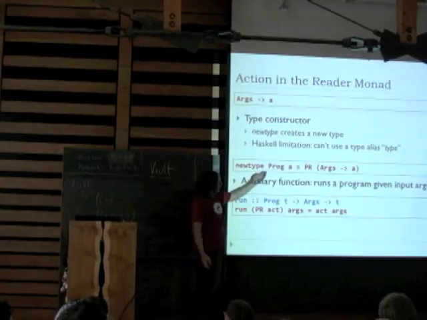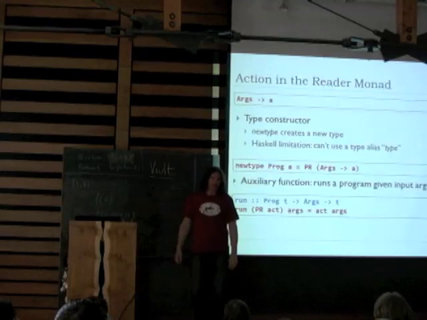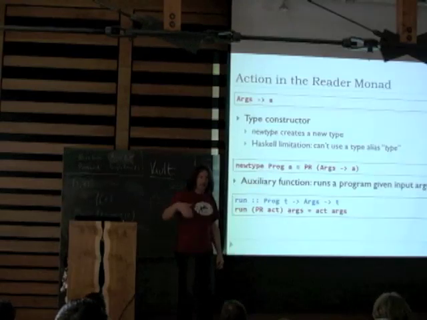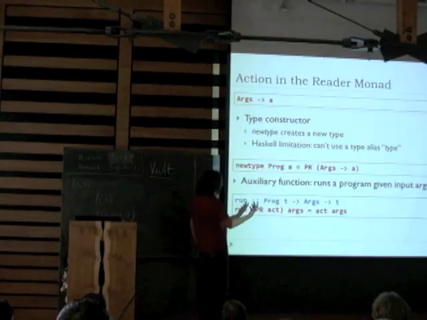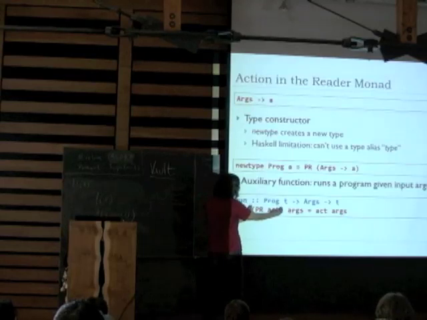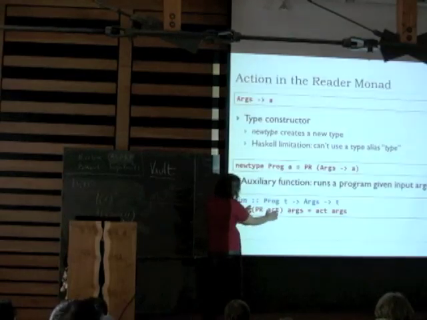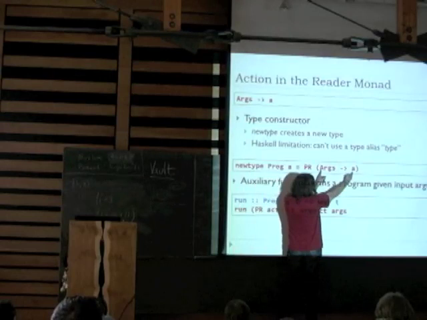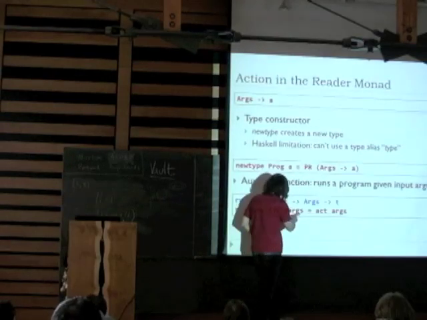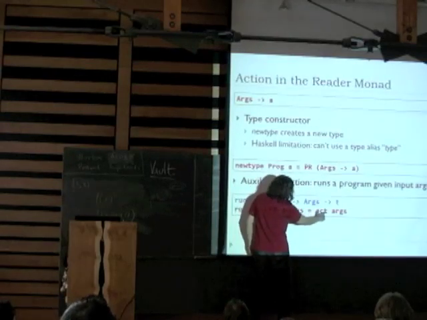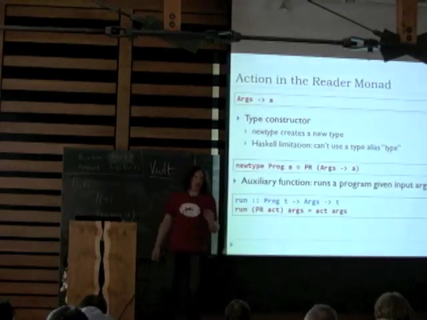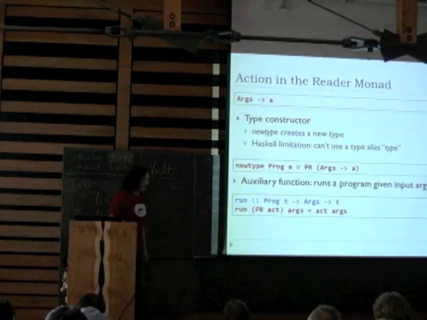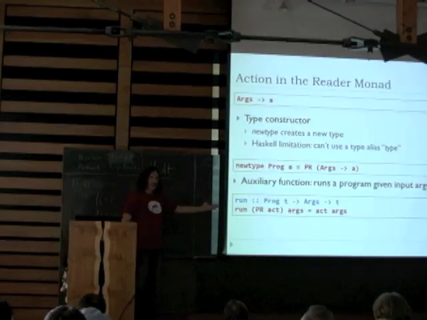So once I have a program, I want to run it. That means calculate my expression. So I write an auxiliary function run that takes a program and pattern matches it to extract the action. So it extracts this part, the function, the action, right? And then just calls this action with the arguments. Very simple stuff, right? So this is executing my expression.